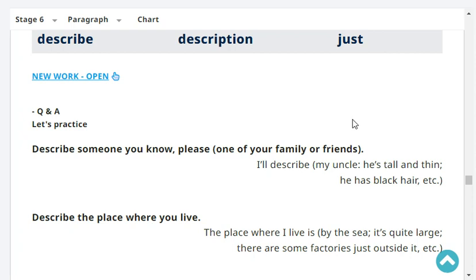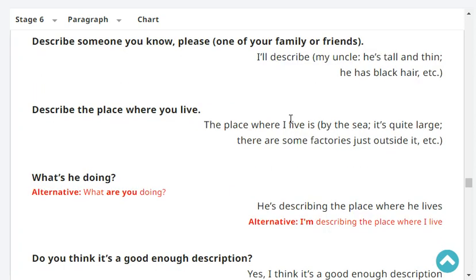Okay, describe the place where you live, please. The place where I live is snowing a lot, in the city. Very good. What are you doing? I am describing the place where I live. Very good.